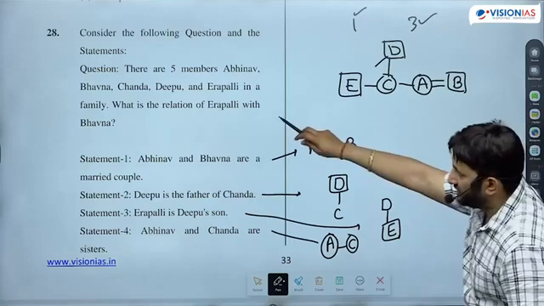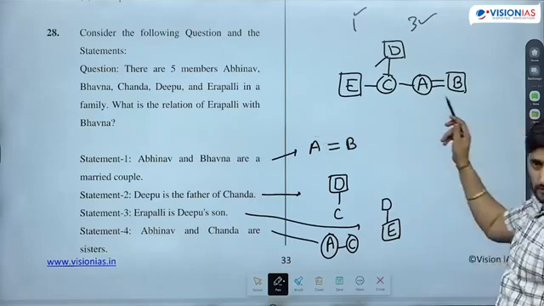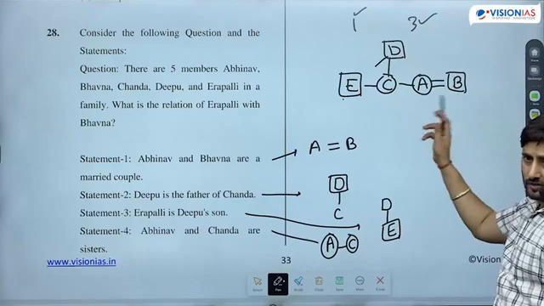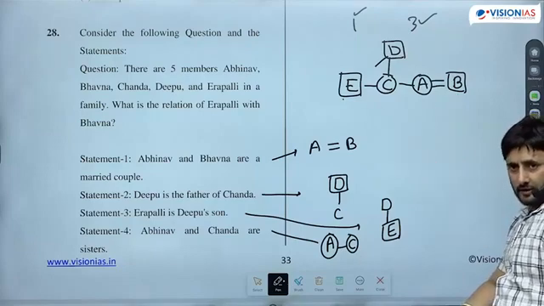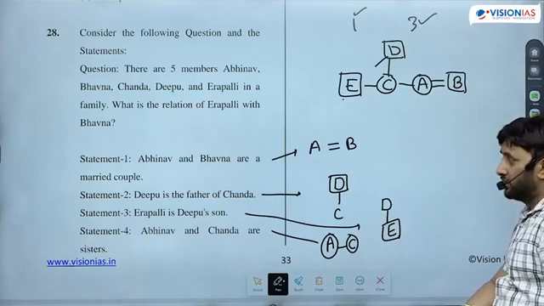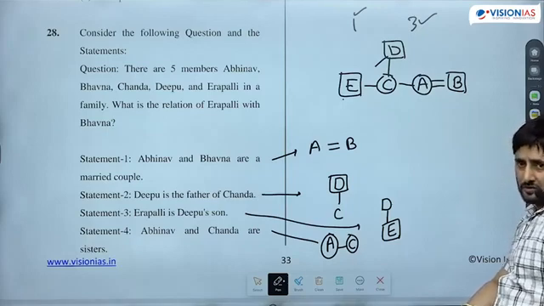Question is, what is the relation of E with B? How is E related to B? E is brother of the wife. Okay? Brother-in-law. And how did we find out? By using all the 4 statements.